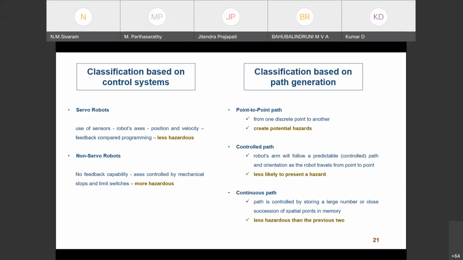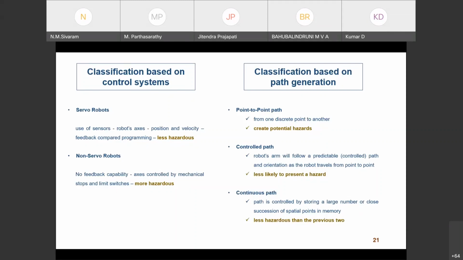path robots, because in point-to-point, you just have to go from one point to another. It can choose any particular way. It can go clockwise or it can go anti-clockwise. You cannot judge the movement of the robot, so the robot can take any path. But when you take the continuous path generation, you will define the path appropriately. So the robot will move in that particular path.